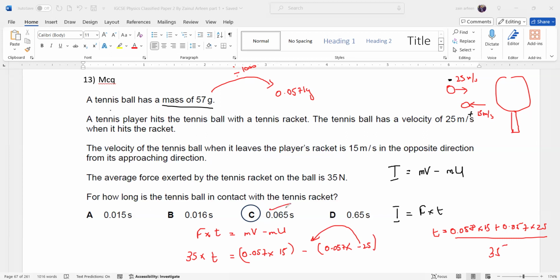Is it clear, this one? Any doubt in this? No, sir, clear. Okay.